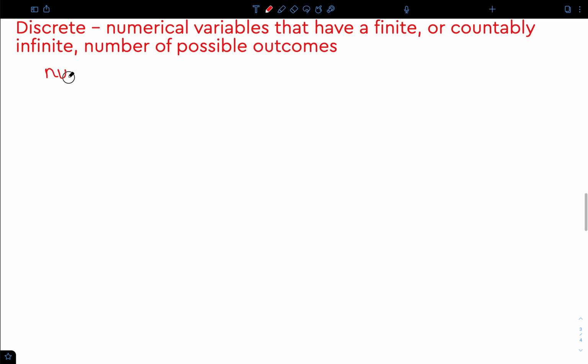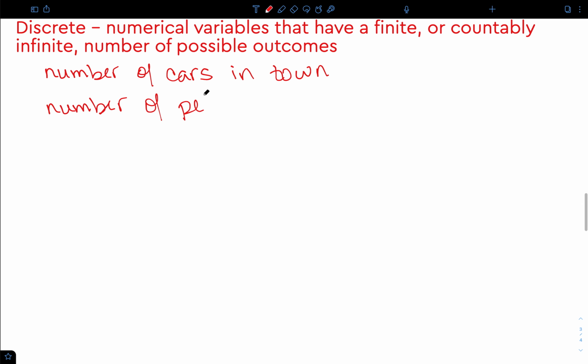Some examples. We could think of the number of cars in a town. This is something that we would count. We would count the number of cars, so it would be discrete. We could also do the number of pets that you have. This is something that, once again, we would count, so it would be considered a discrete variable. There are a finite or possibly countably infinite number of possible outcomes. We can always count the number of things.